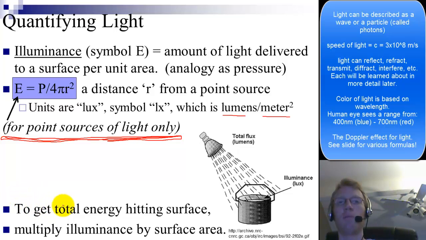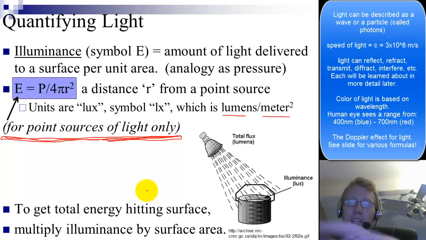Lastly, to find the total amount of energy hitting a surface, you should multiply the illuminance, which is per surface area, times the size of your surface area, right? So if you've got an 8.5 by 11 sheet of paper and you want to know how much total light is hitting that piece of paper, you can multiply the illuminance on the paper times the surface area. Obviously, if you have a bigger surface area, you're going to have more light hitting it.